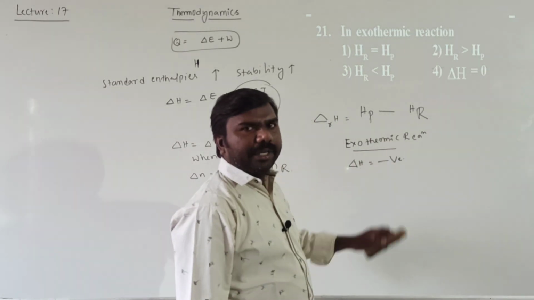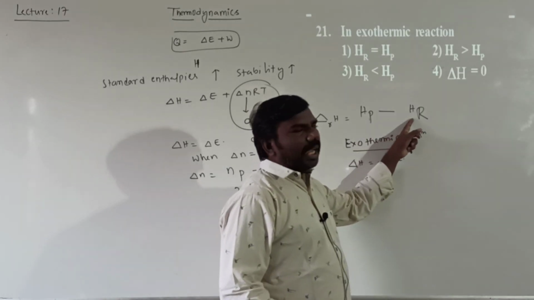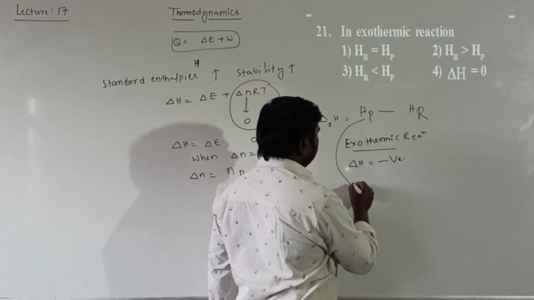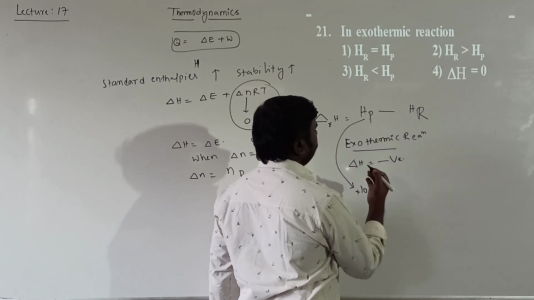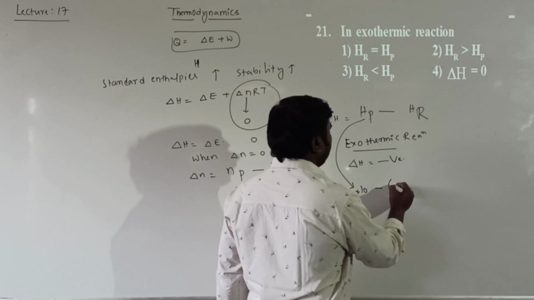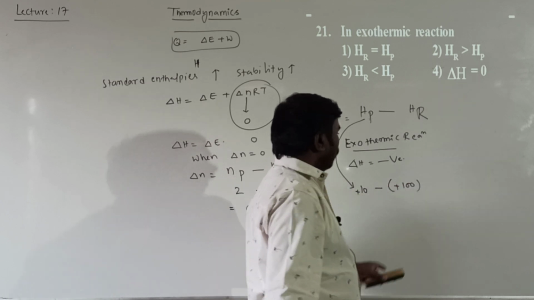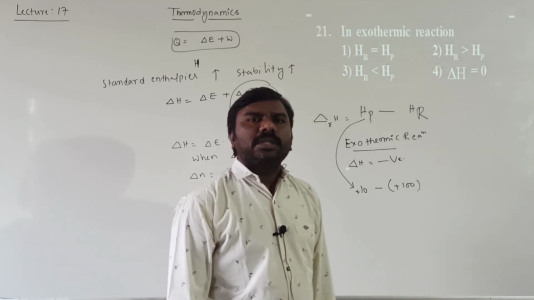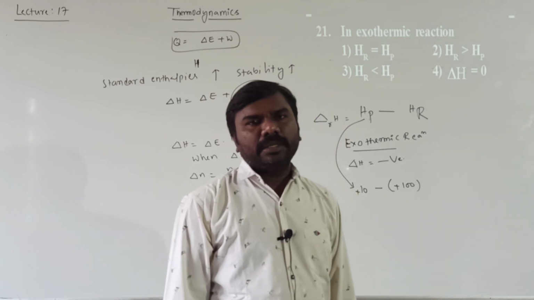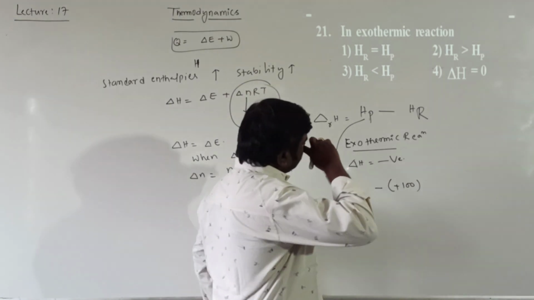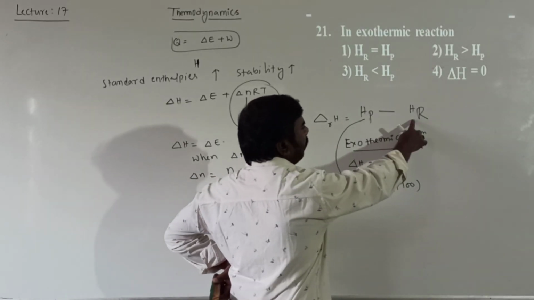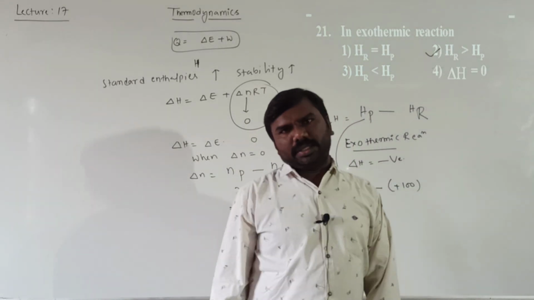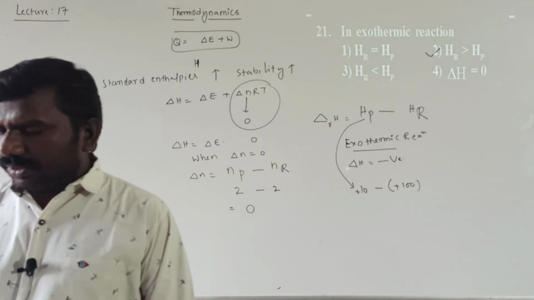To make it negative, the reactant value must be higher than the product value. For example, if reactants are 100 and products are 10, then 10 minus 100, you will get minus 90. It means the reactant value is greater than that of the product value. That is option 2, correct. Next bit.